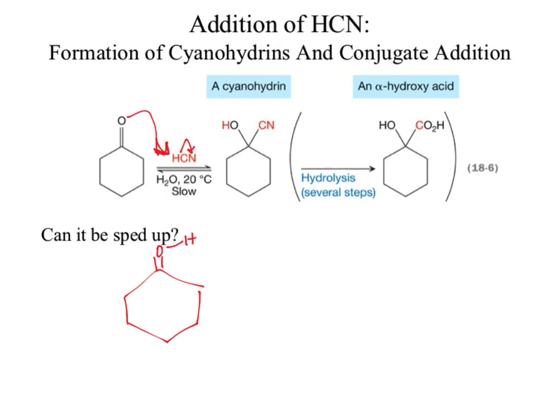We would get a positive oxygen. Does oxygen want to be positive? What does it do? It takes electrons from the pi bond, freeing up the carbon to be attacked by the cyanide. The cyanide, in a sequence of a whole bunch of other steps, can be converted to an acid. Notice the parentheses. Why are they showing parentheses? Because that's the overall product.